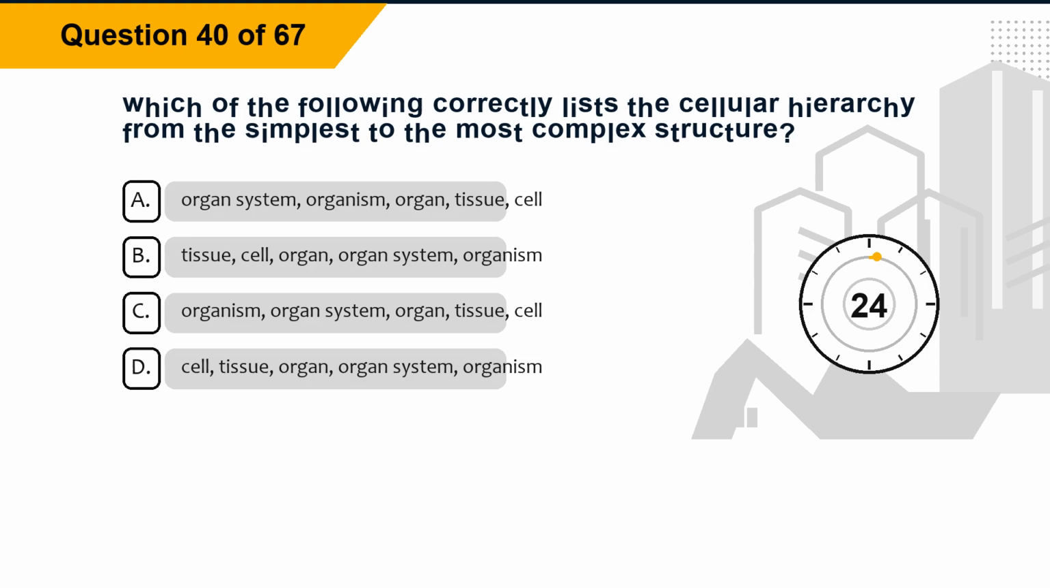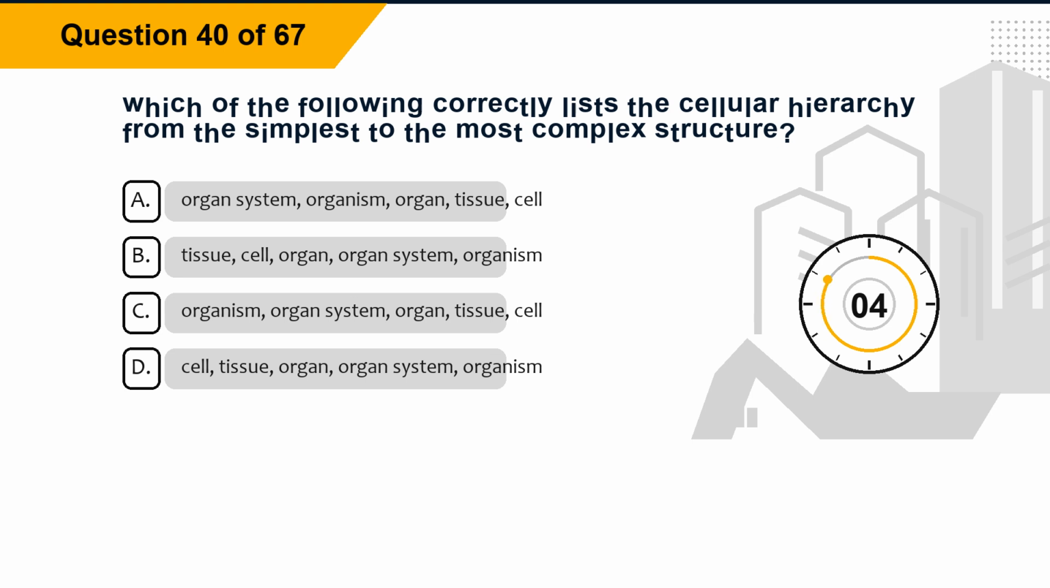Question 40. Which of the following correctly lists the cellular hierarchy from the simplest to the most complex structure? Option A, organ system, organism, organ, tissue, cell. Option B, tissue, cell, organ, organ system, organism. Option C, organism, organ system, organ, tissue, cell.